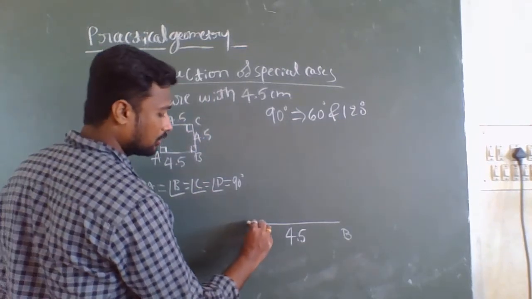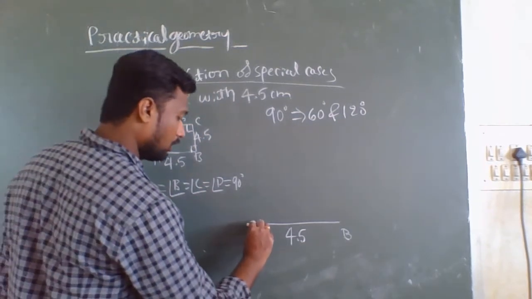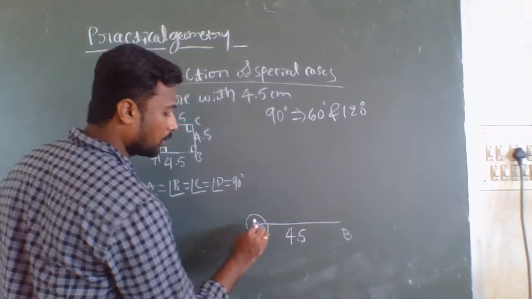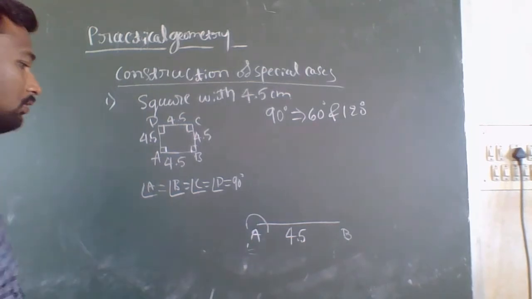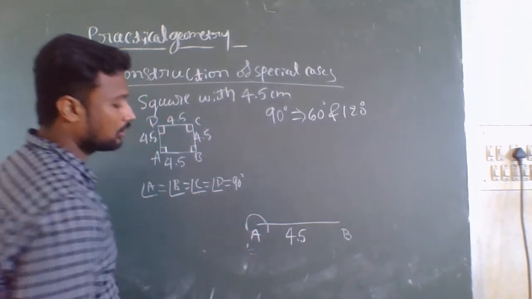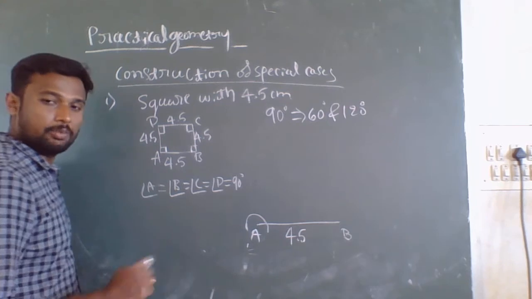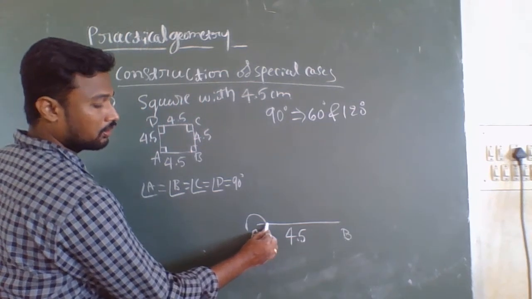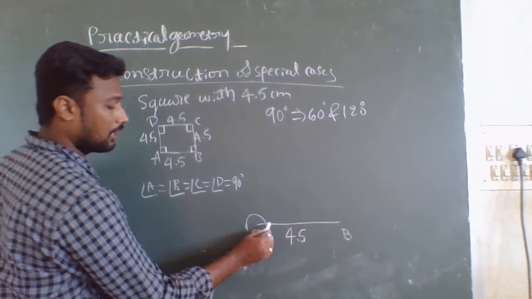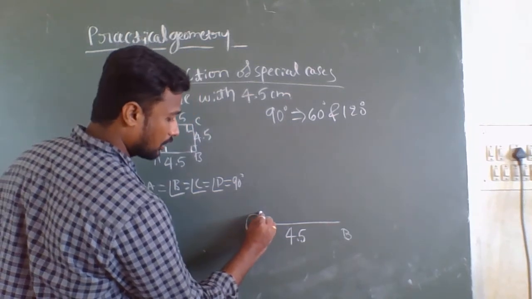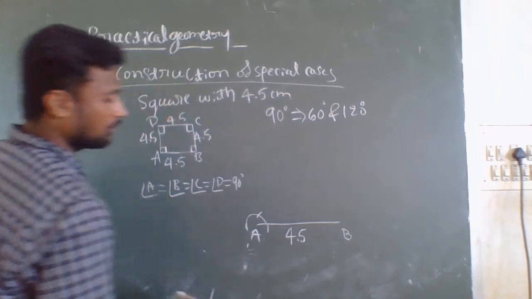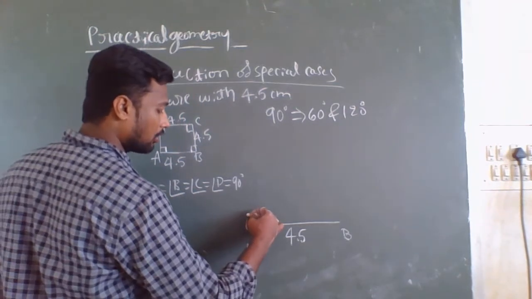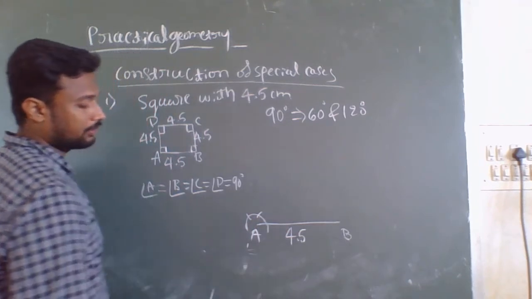Take a minimum distance in your compass and draw an arc by keeping the needle on point A. So now by using this arc, keep the same distance of the compass and place it on this line of intersection here, and again draw an arc. It will give us 60 degree. By using this 60 degree, again draw an arc, we will get 120 degree.